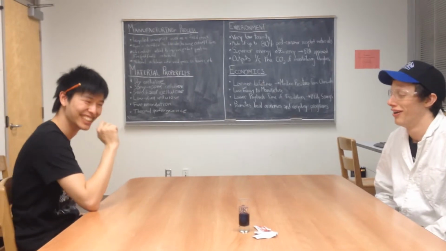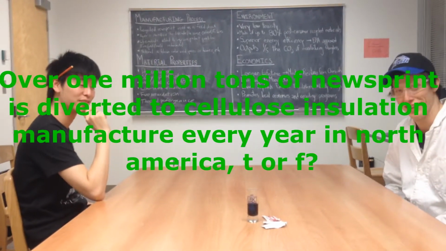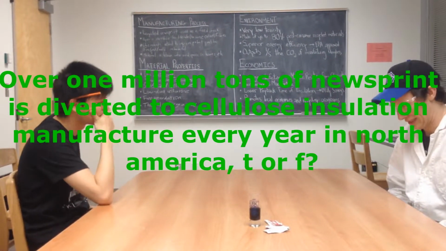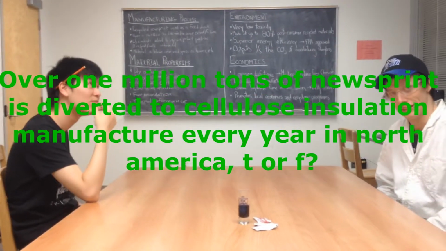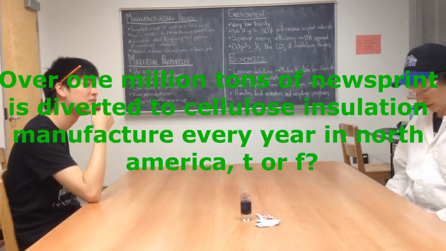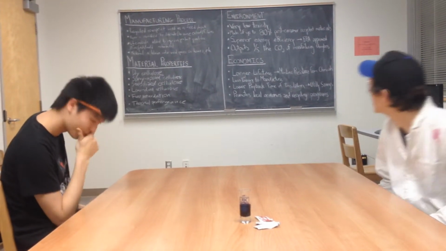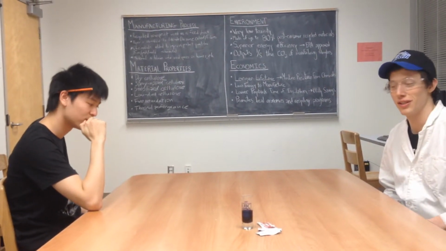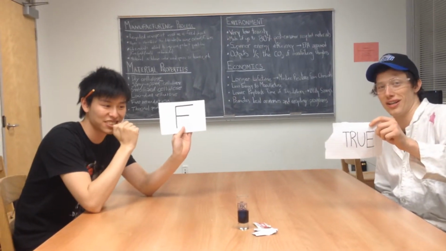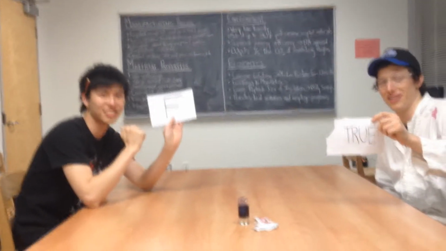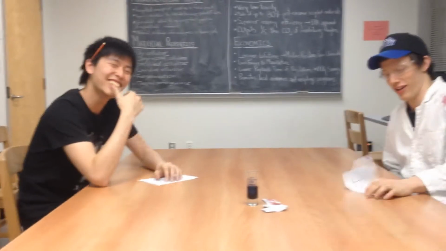Okay, gentlemen, one more question. Whoever gets it wrong has to drink the soy sauce there. Over 1 million tons of newsprint is diverted to the manufacture of cellulose insulation every year in North America. True or false? Answers in 3, 2, 1. Oh, there we go. Lee got that one right. The answer is over 1 million tons of newsprint is diverted to cellulose insulation a year.